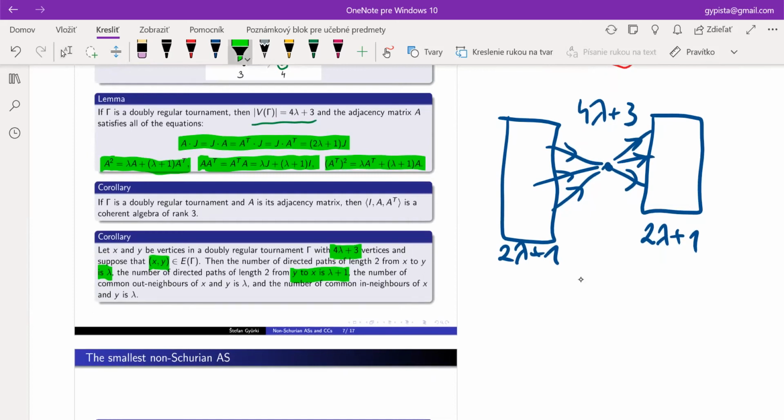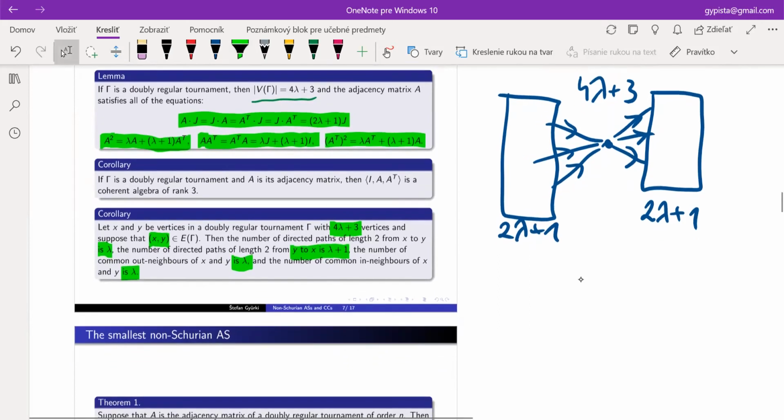The number of common out neighbors of x and y is lambda, and the same holds for the number of common in neighbors. I found a few papers where this corollary is used for the definition of doubly regular tournament. So they are defining a doubly regular tournament in a manner that it is regular and the number of common, say, in neighbors of x and y is lambda. And from this definition, they can derive all those we have in this corollary and what we had in the definition. So these things are somehow equivalent.